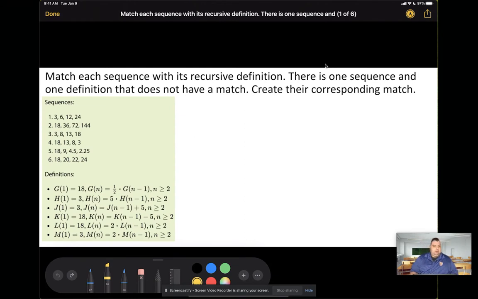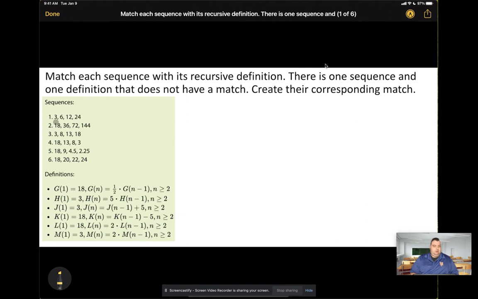So let's start with number 1. In number 1, we have 3, 6, 12, and 24. So our pattern appears to be multiplying by 2 each time, because 3 times 2 is 6, 6 times 2 is 12, 12 times 2 is 24. So this is a geometric sequence in which we're starting at 3, and then we're multiplying by 2 each time.